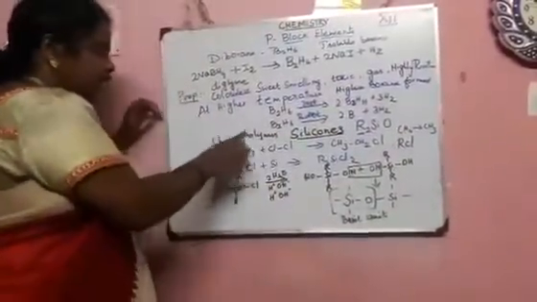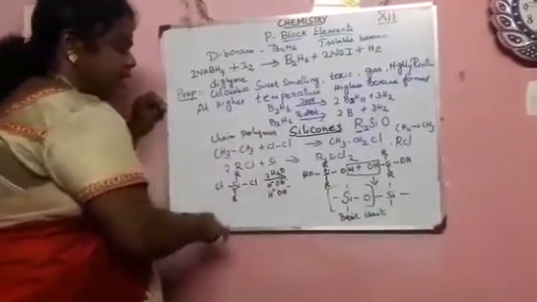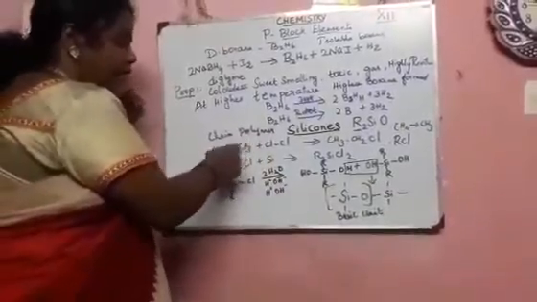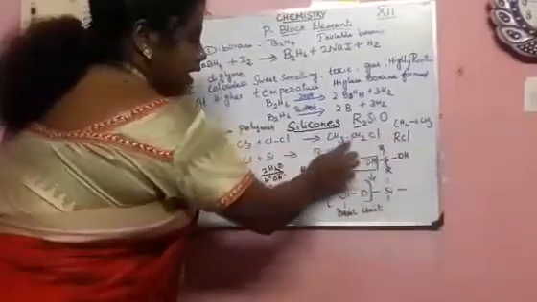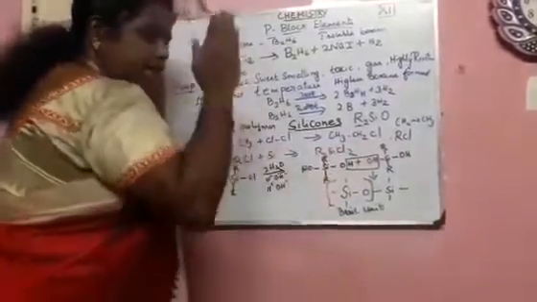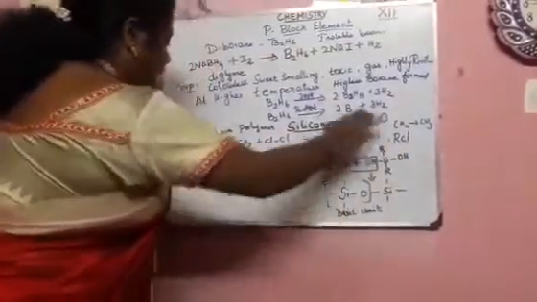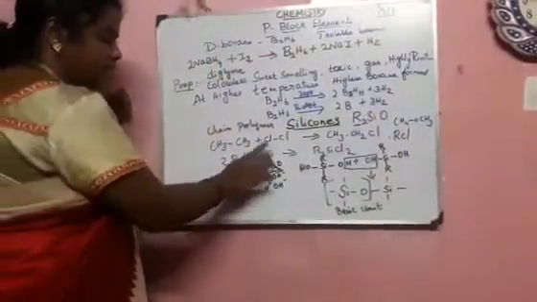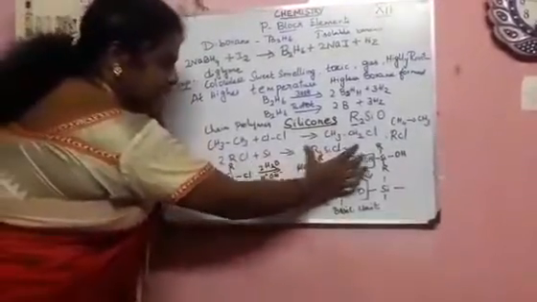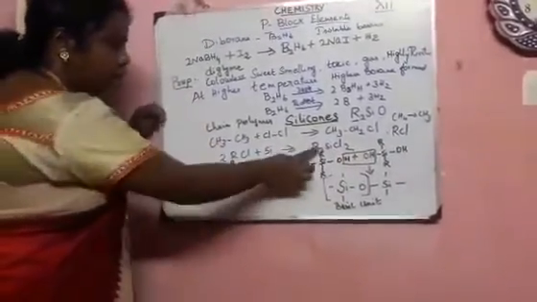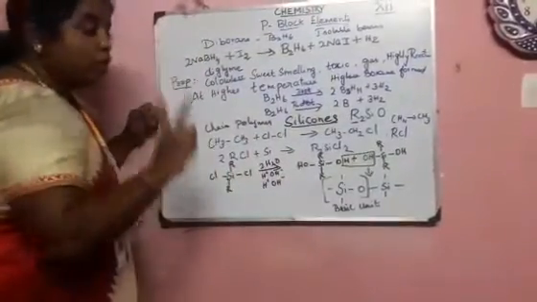Let's see an example: CH3Cl, where one hydrogen is replaced by Cl. So in general RCl, where R is an alkyl group like CH3 or C2H5, and Cl. Next, 2RCl plus silicon gives R2SiCl2. This is the basic one: silicon with two alkyl groups, R and R, and two chlorine groups.